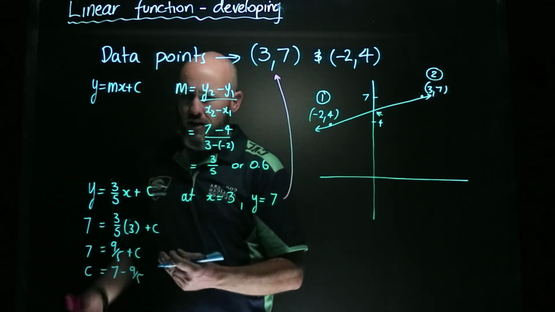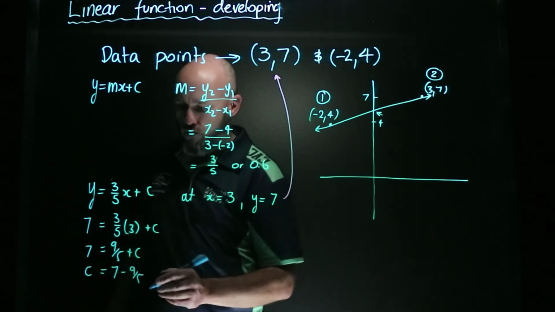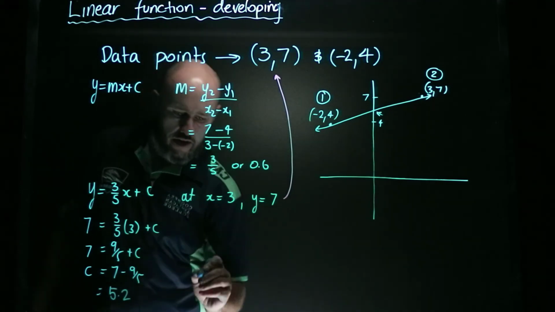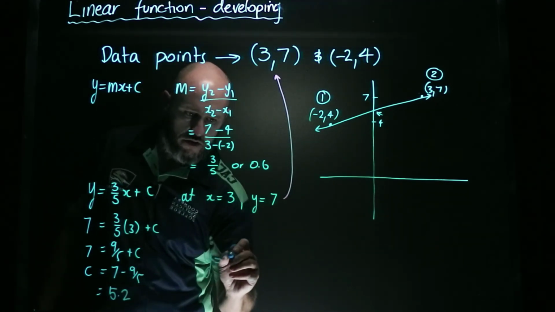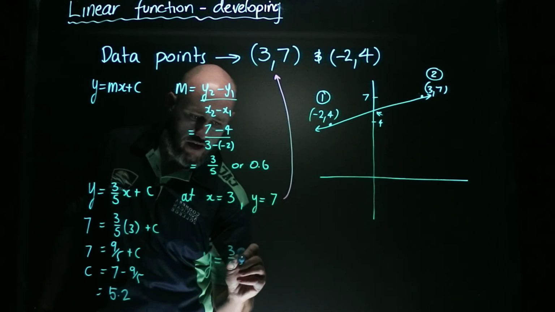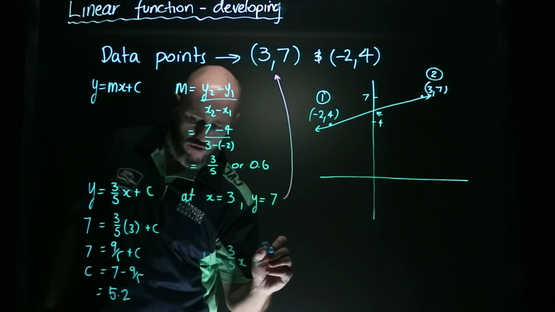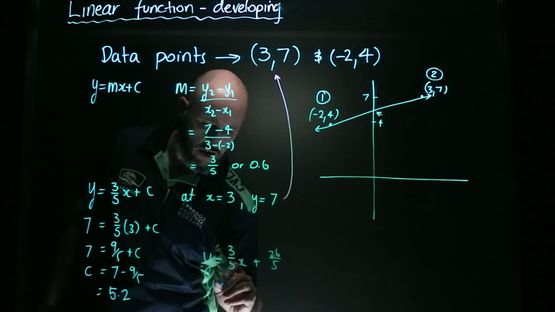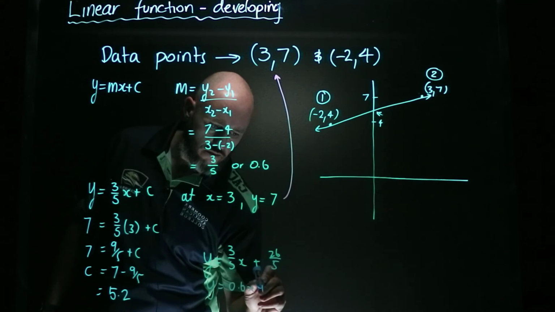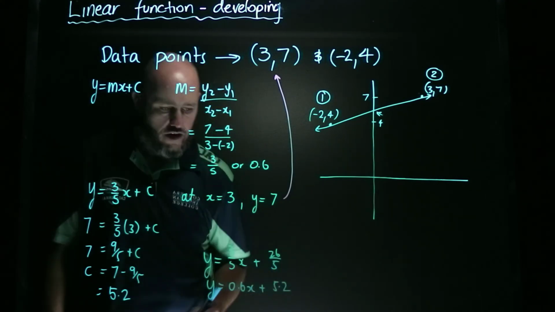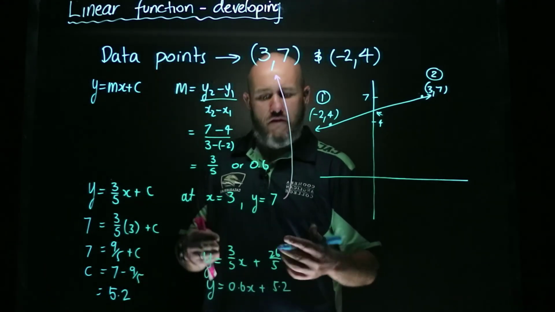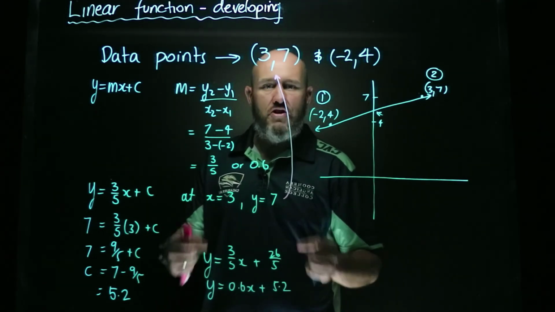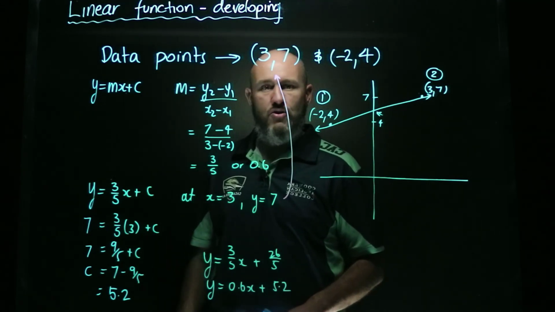Now I'll put that in a calculator. You have a calculator for all your exams. 9/5 is 1.8, so I get c is equal to 5.2, and that gives me y equals 3/5 x plus 5.2, which I'm going to write down as 26/5, but we could also have y equals 0.6x plus 5.2. Now, the only thing I would say is if you're going to use fractions, use fractions. If you're going to use decimals, use decimals. Try not to mix them up. Let's be consistent in which one we use.